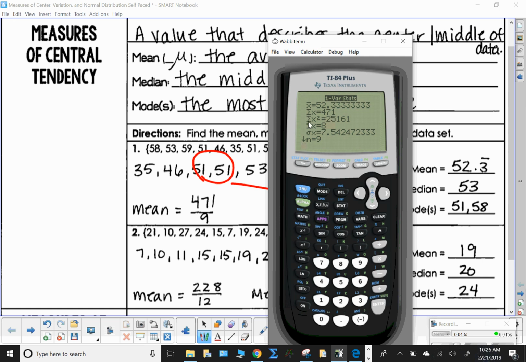Notice I got 471. We don't worry about this yet, or about this, or about this. This we're going to look at in a little bit. This is the standard deviation. This tells me I have 9 items.